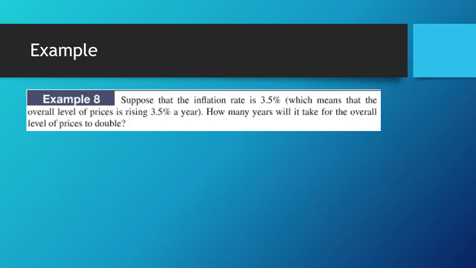In this example, we're looking at inflation. The inflation rate is 3.5%, and we want to know how long it's going to take at this rate for the overall level of prices to double. Pause the recording, give the problem a try, and then resume recording to check your answer.